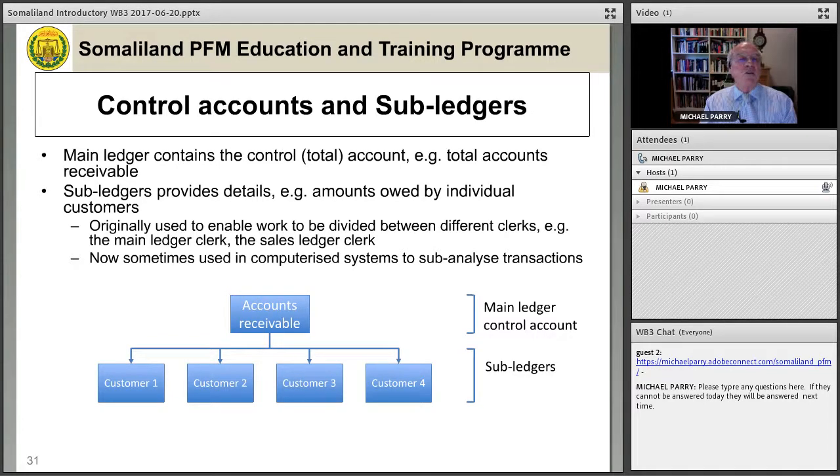And so you will show in your main ledger the control account, the total amount that is owed by customers, and then in the sales sub-ledger, you will show the amount that is owed by individual customers. In a manual system, the challenge is to make those two figures balance. But in a computerized system, the computer does that for you and there's no problem. Now, there are various reasons why you may want to set up sub-ledgers in a computerized system, which I won't go into, but the concept is shown in that diagram. It's simply a subdivision of a main account.